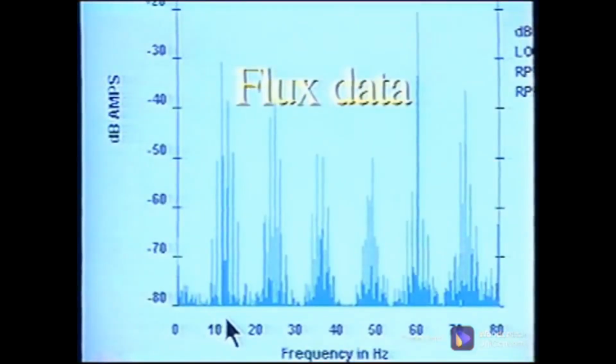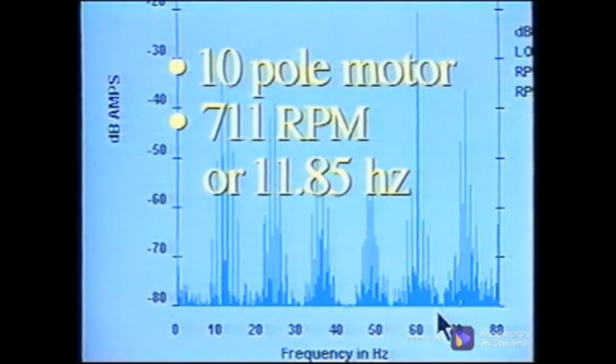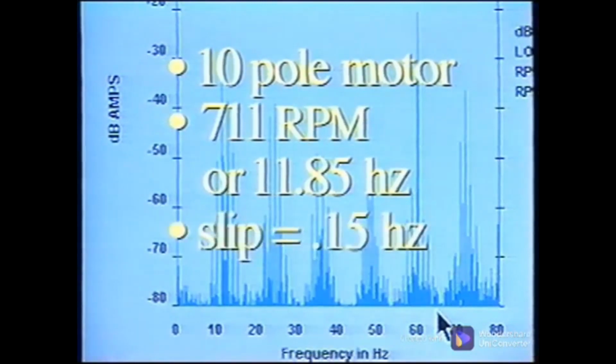The spectral data from a flux coil measurement will be much busier than data collected with a current clamp. This is due to the multiple and varying sources of flux that are generated. This data is from a 10-pole FD fan motor with a turning speed of about 711 RPM or 11.85 Hertz. Its slip frequency is 0.15 Hertz.